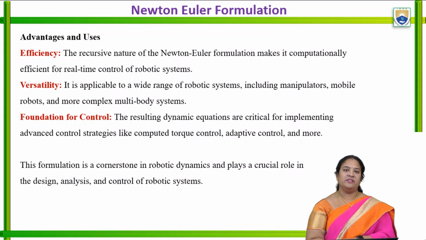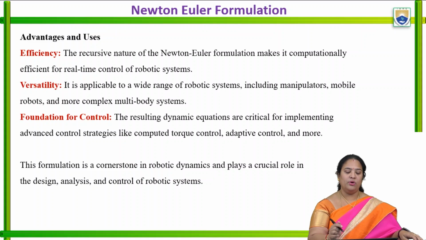So what are the advantages? That is nothing but efficiency. Efficiency is one of the main important constraints which we need to follow, or versatility, or foundation for the control. Right? Why does efficiency come in as one of the advantages? Because of the recursive nature of the Newton-Euler formulation, we get computationally efficient real-time control of the robot, so efficiency plays a very important role.